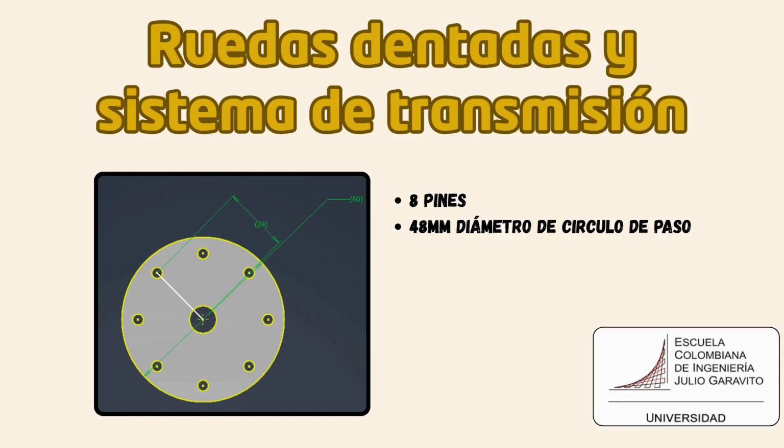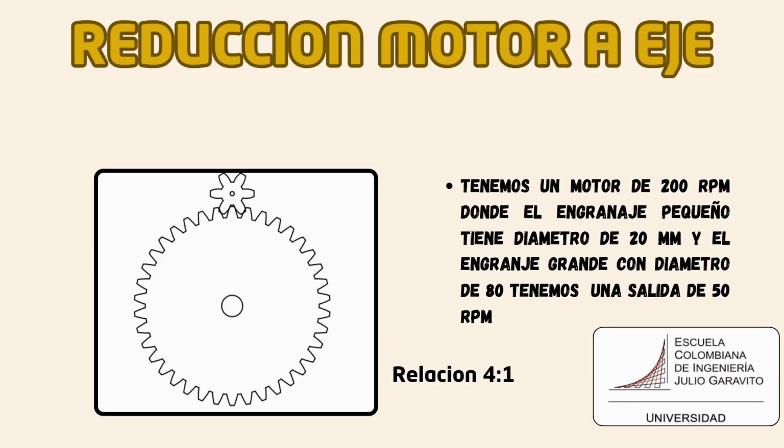For toothed wheels and transmission systems. For the Da Vinci type gears, an outer diameter of 60 mm, 8 pins and 48 mm in diameter of the pitch circle were used. For the reduction of the motor to shaft, two gears were used, one with a diameter of 20 mm and the other with a diameter of 80, giving us a ratio of 4:1. The engine gives us 200 RPMs, and with this ratio it finally delivered 50 RPMs on the central axis.